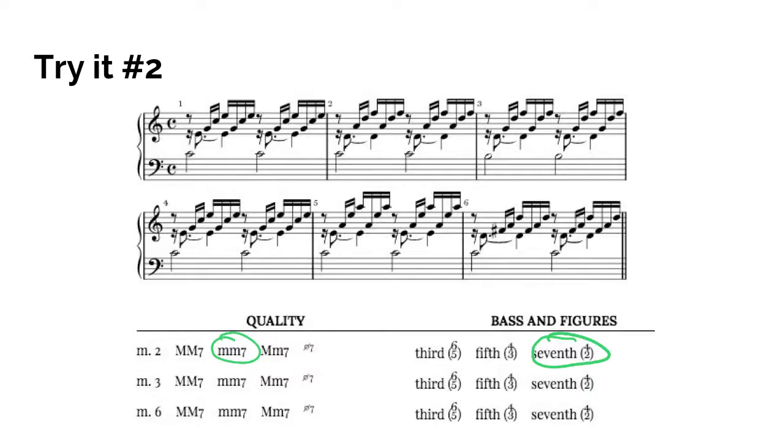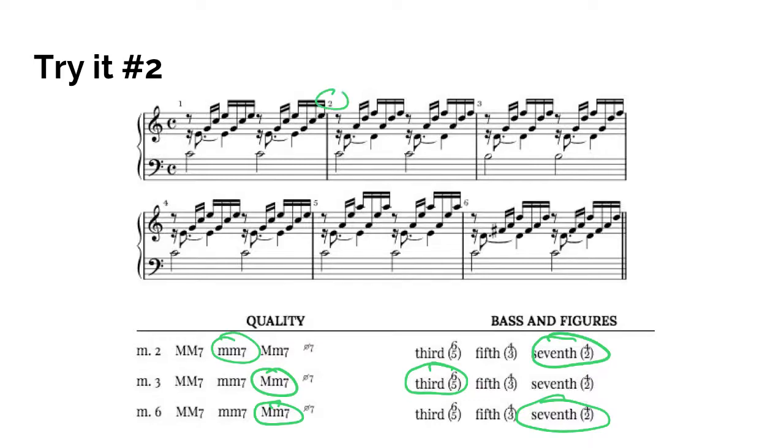Measure 3. So we have a major minor 7 chord. And we have a 6-5 chord, which is our first inversion. And then measure six, we have another major minor seven, and this is in third inversion.